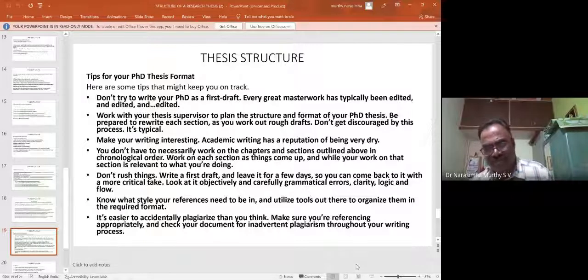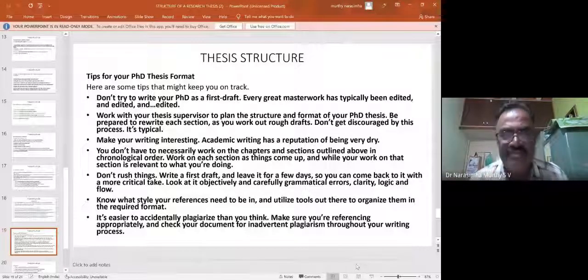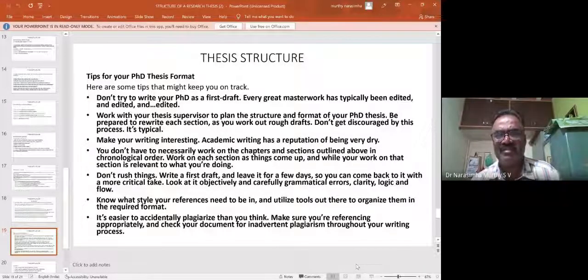So that will help you to relate introduction with the conclusion or conclusion with the introduction, because they should support each other, complement each other. Don't rush things. Write a draft, leave it for some days. Come back. Look at it objectively.